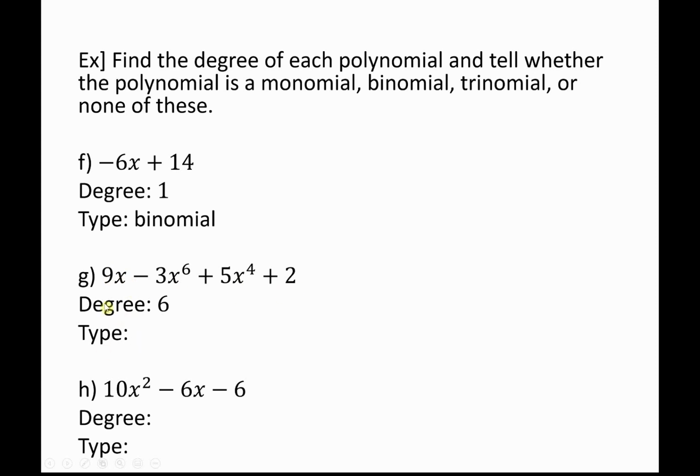Now what type is it? Well, how many terms do we have? 1, 2, 3, 4. It's more than 3, so we just call it a polynomial. In this case, because of the way the instructions were worded, we would just say none of these. But you would just generically call this a polynomial otherwise.